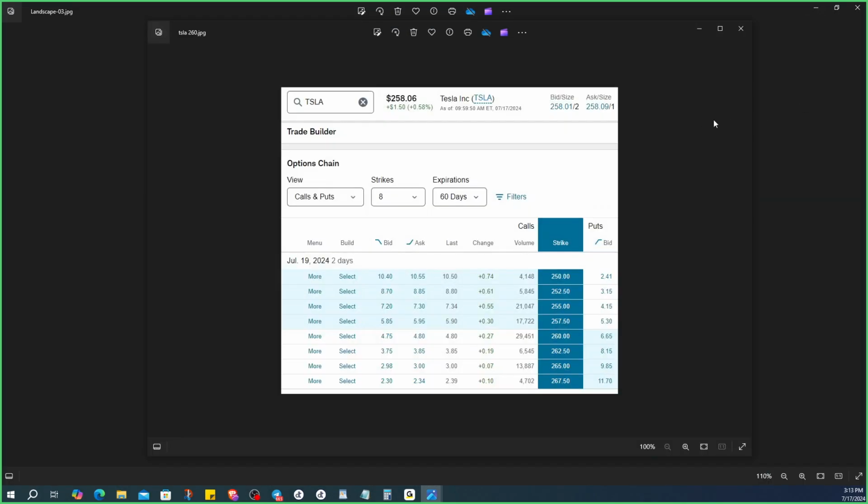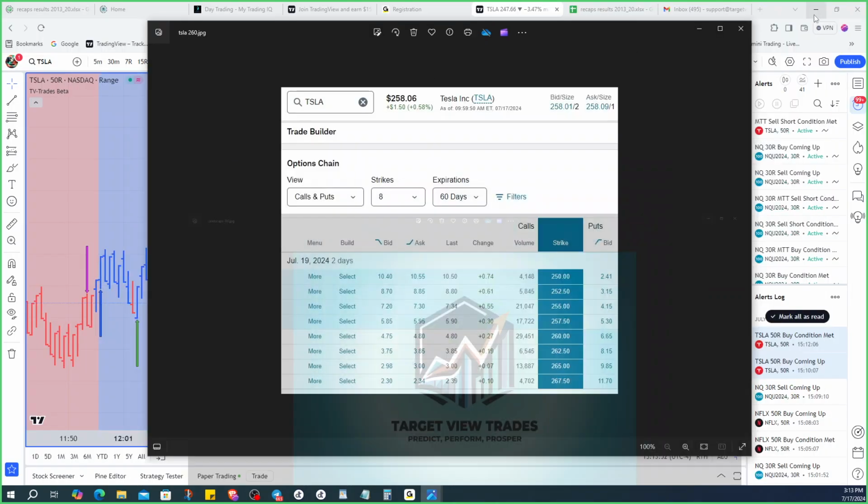Alright, so this is the 260s this morning. Now, these are just the calls this morning. They weren't really the puts. These are the calls this morning, because it gave a potential long trade this morning, so I was looking at the calls. But these are the 260s, and I wasn't really looking at the puts. So let's just look at the puts.